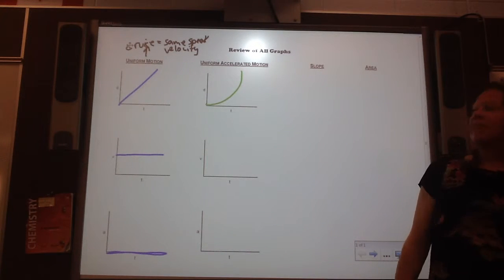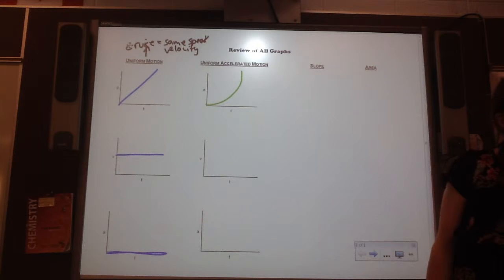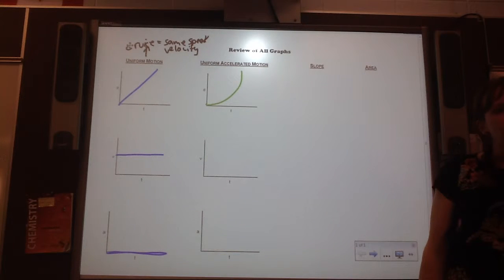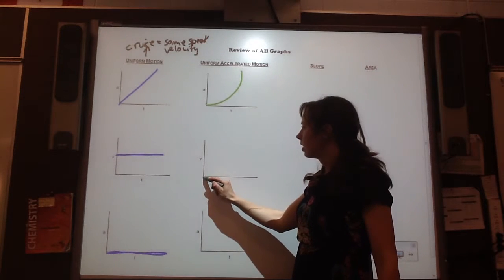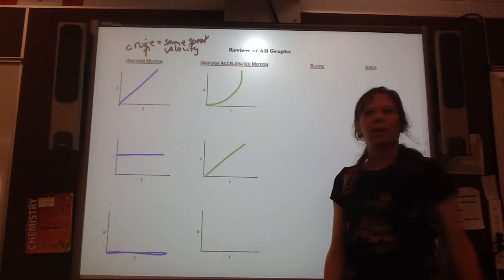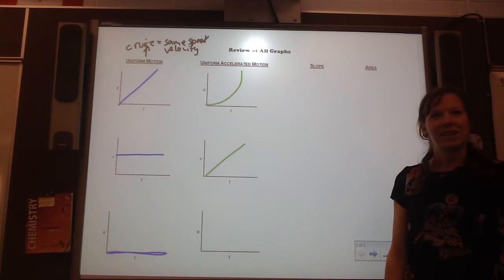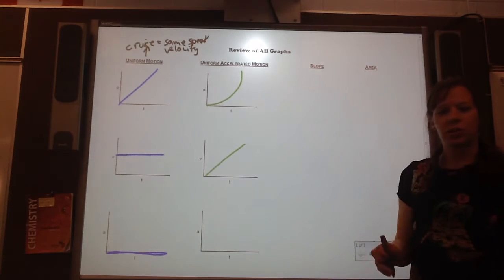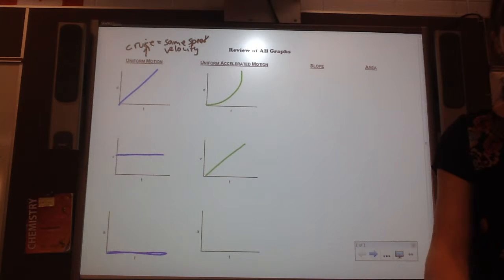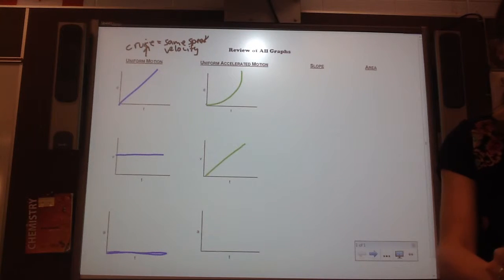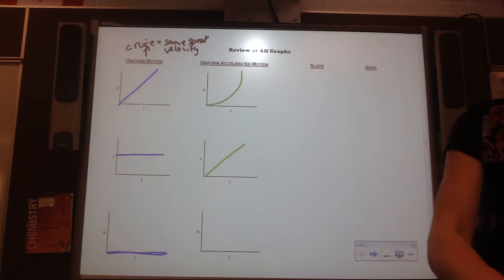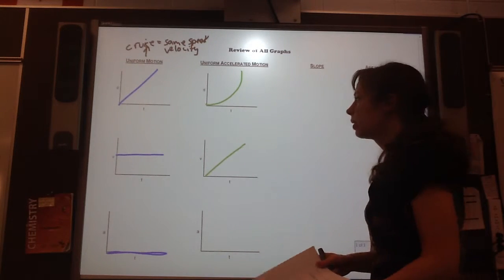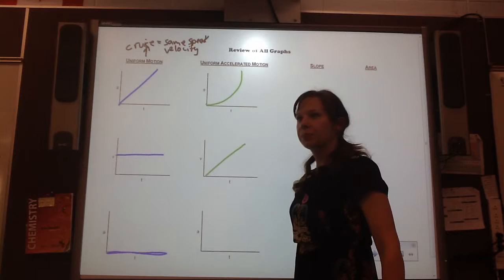So what does a VT graph that's accelerating look like? We just did that in our notes. Which way would you be going? For which graph? The VT. Well, it could be north or east or west, but it's all going in the same direction. That's how it speeds up.